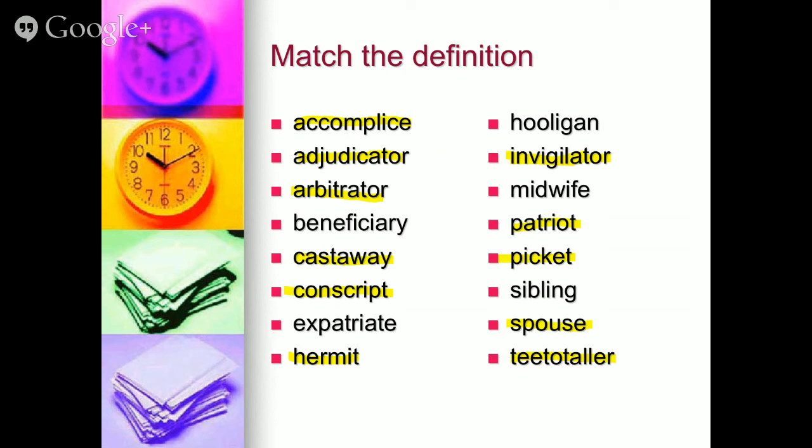Okay, and the next one is, this is a person who is entitled to receive money or property from a will or insurance policy. Beneficiary. Beneficiary, okay.